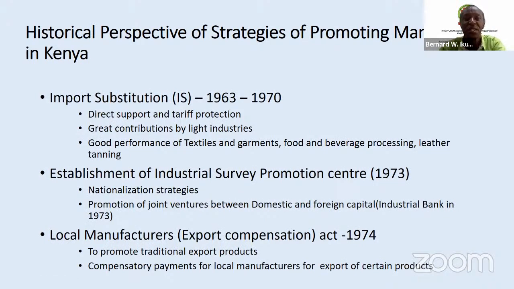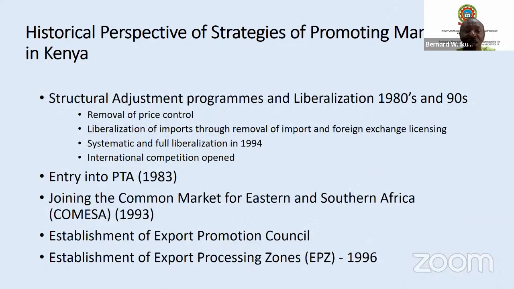Then after that, there was also establishment of the Industrial Survey Promotion Center in 1973. And there was the push towards the nationalization of the manufacturing sector, promotion of joint ventures between domestic and foreign investors. Then in 1974, there was the Local Manufacturers Compensation Act that was enacted to promote traditional exports. Initially the focus was on imports, but then there was seen a need to promote exports also. And this was through compensatory payments for local manufacturers for export of certain products. So you'd be compensated for that.